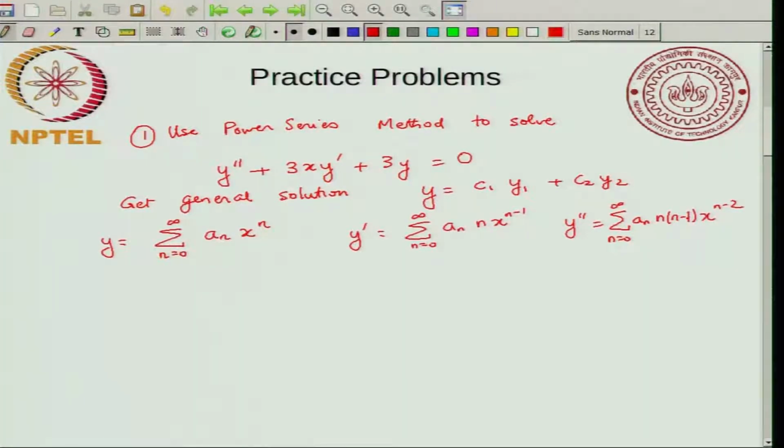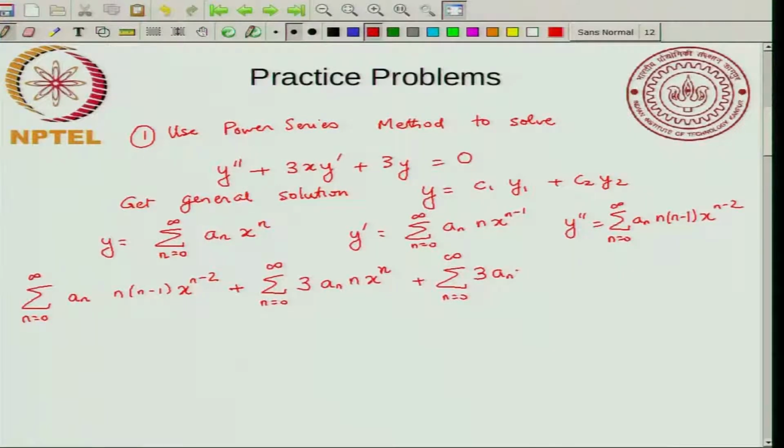Then you substitute in this equation. The y double prime term will be as it is, so I will write sum over n equal to 0 to infinity a n n minus 1 x raised to n minus 2. And then plus sum over n equal to 0 to infinity 3 times x into y prime, so I can write it as 3 a n n x raised to n, with a plus sign. And then plus sum over n equal to 0 to infinity 3 a n x raised to n, that is for y, equal to 0.